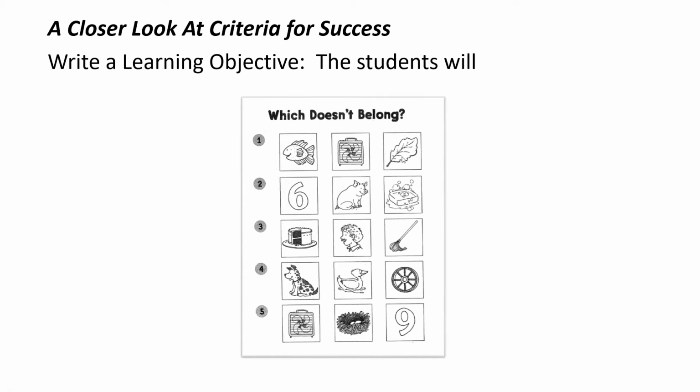Circle the two that start the same. So students are going to circle fish and fan. So think about, what is that phonemic awareness task? They would do these, circling the two within a line that have the same first sound. So write your learning objective. Students, stop the video, write your learning objective, and then we'll come back and compare what you wrote to other examples.